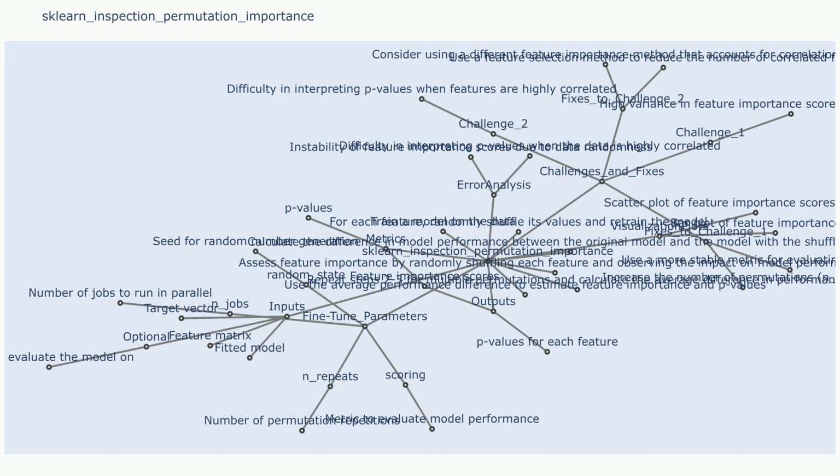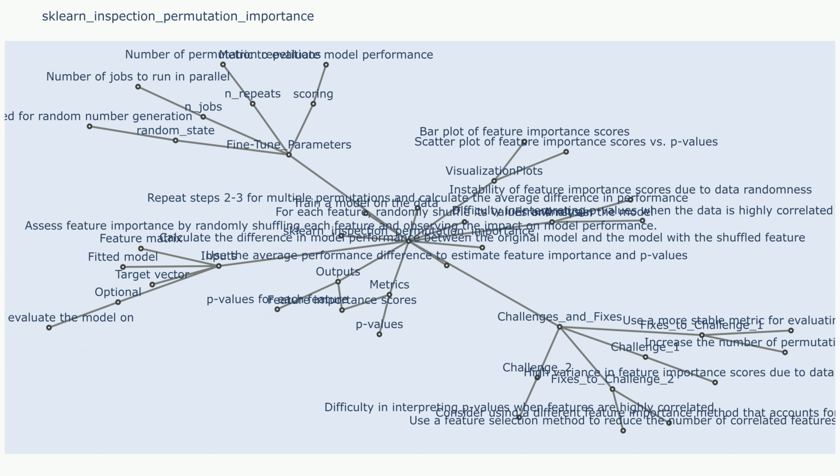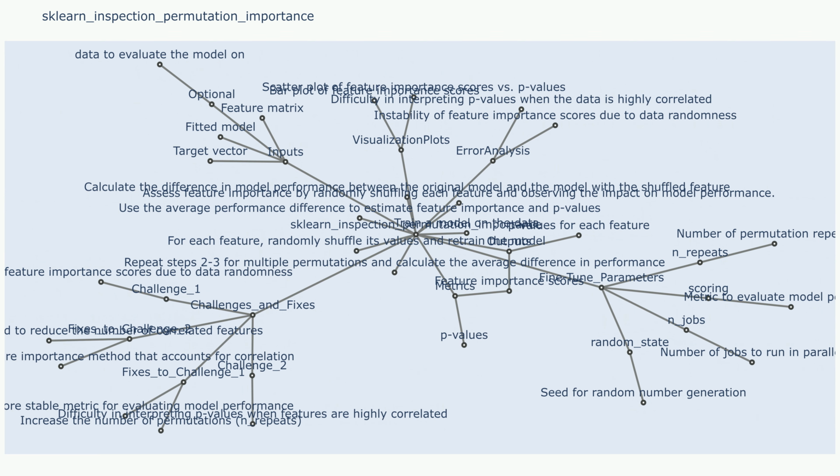Fixes to Challenge 2. Feature engineering. Create new features that capture nonlinear relationships. For instance, consider adding polynomial terms or interaction terms between features. Model selection. Choose models capable of capturing nonlinear relationships, such as random forests, gradient boosting machines, or neural networks. Use of Shapley values. Explore alternative methods like Shapley values, which are more sensitive to nonlinear interactions and provide a more accurate assessment of individual feature importance.